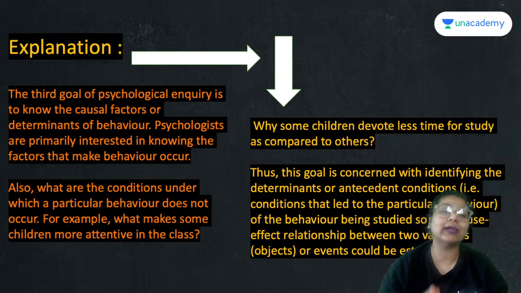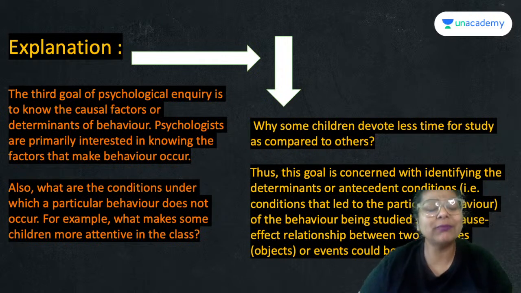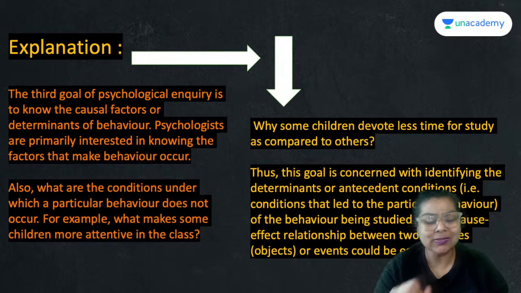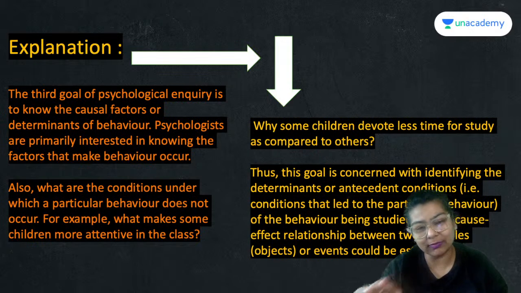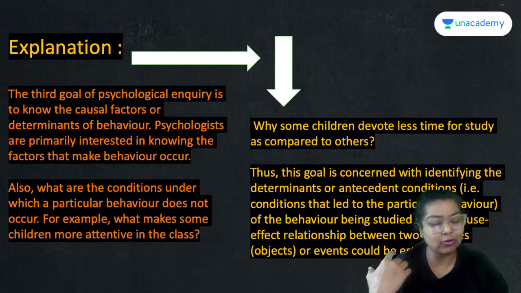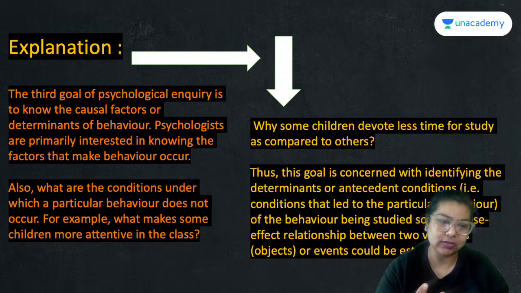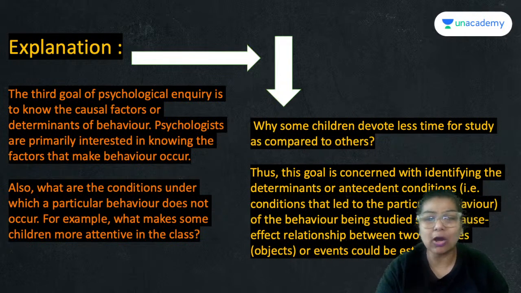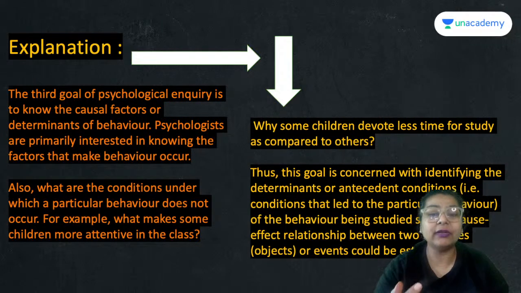The third goal of psychological inquiry is the causal factors. Now, why are things being caused? For example, human memory loss. Let's take a very simple example here. What is human memory loss? When a person meets with an accident or has a shock, it can lead to a proper memory loss. That's a very, very important thing, and this is how you basically judge. Thus, your explanation goal is about identifying the determinants or antecedent conditions. Very, very important.